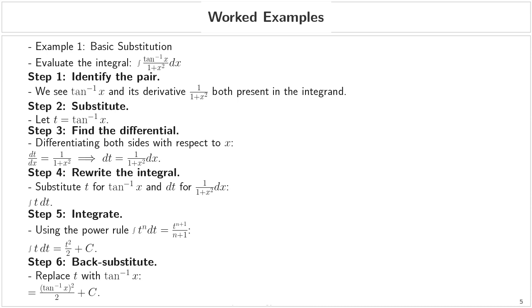Finally, we need to get our answer back in terms of the original variable, x. We replace t with arctan x. This gives us arctan x squared divided by 2 plus c, and that's our final answer.